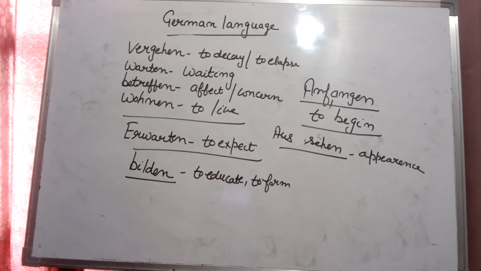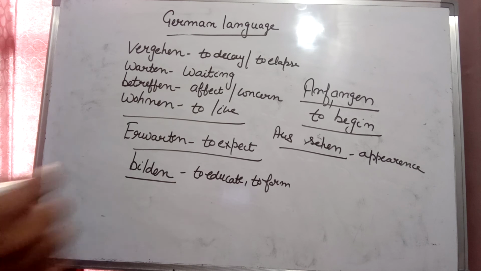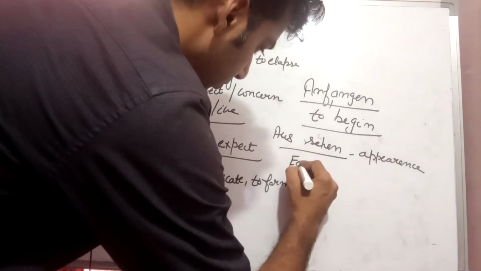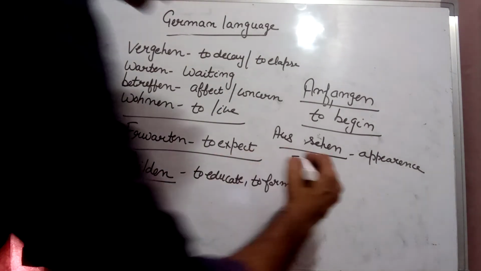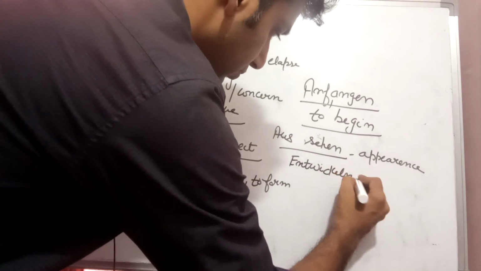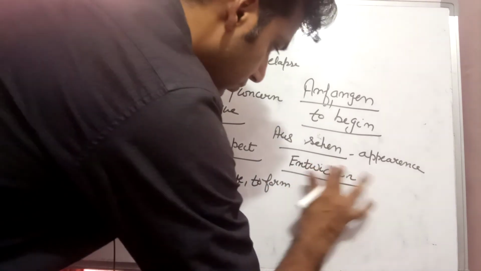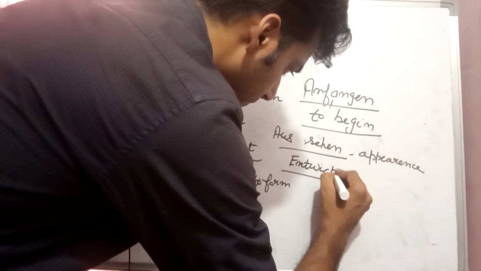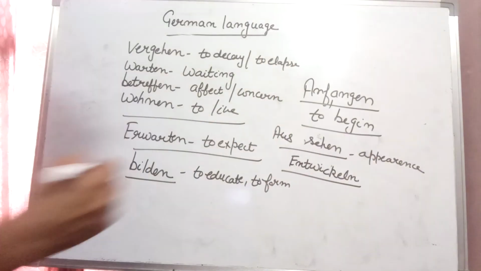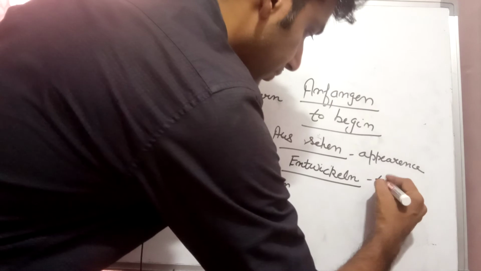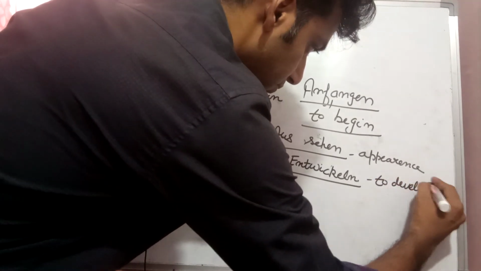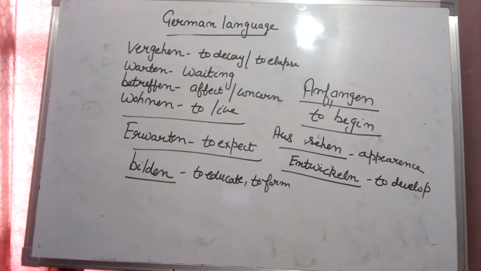We have a next verb, entwickeln. Entwickeln is basically to develop. This is the verb, so that is entwickeln, to develop. So here we have a lot of verbs.